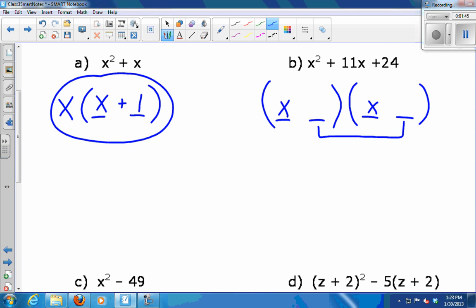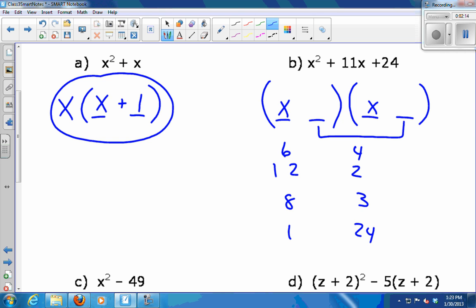What could I use? 12 and 2, 8 and 3, 1 and 24, 6 and 4. Okay, so I have several possibilities. You can just try each one, multiply them together, and see which one gives you x squared plus 11x plus 24. Or we could try to think it through before multiplying, before writing it down.